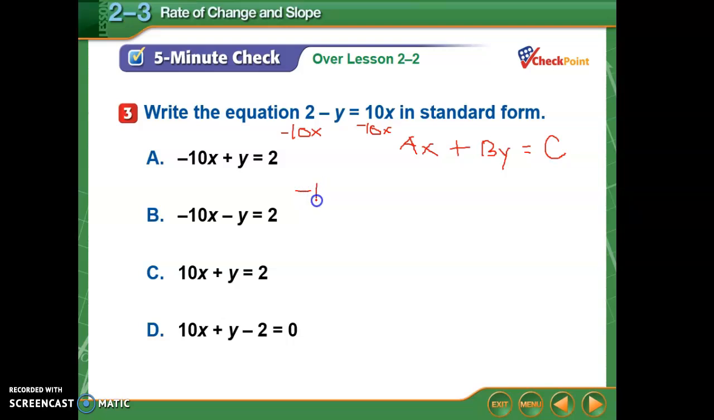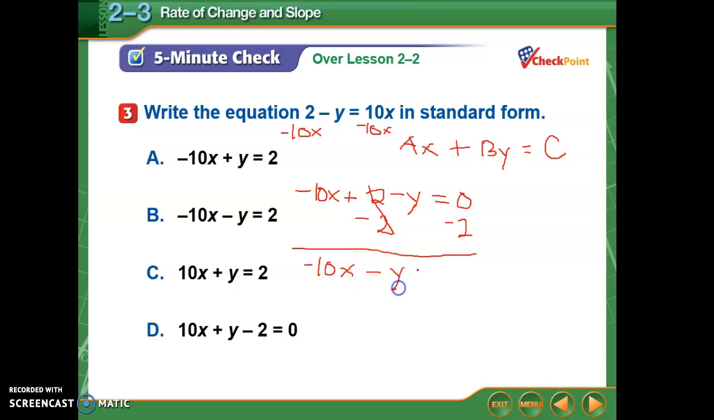So bring down negative 10x plus 2 minus y equals 0. This is only one way of doing it. And then we're going to move our constant to the other side, so minus 2 minus 2. That gives us negative 10x, then this cancels out, minus y equals negative 2. Alright, so what's your next step here? What do you think is our last step?